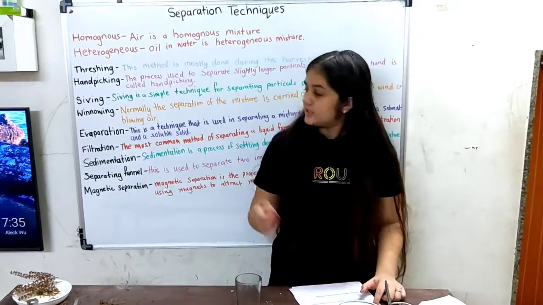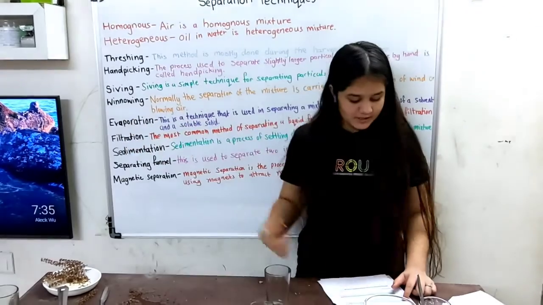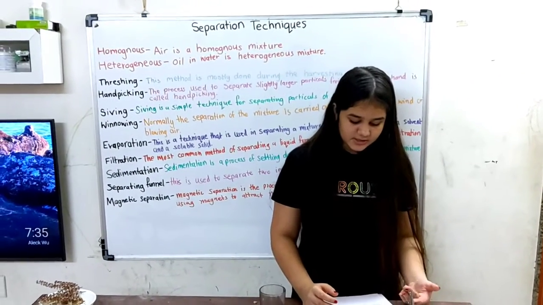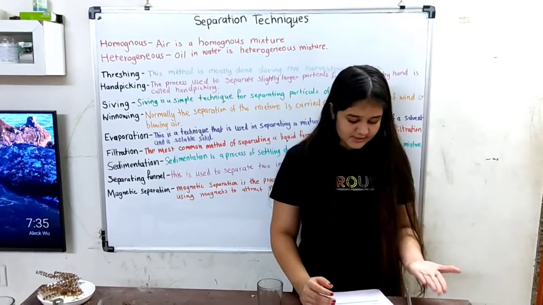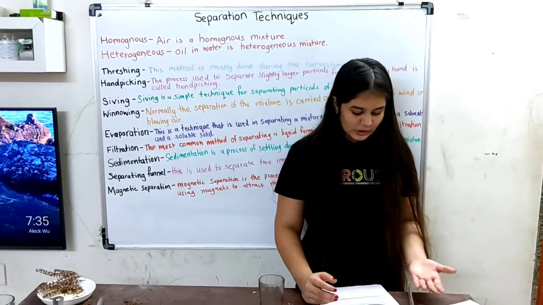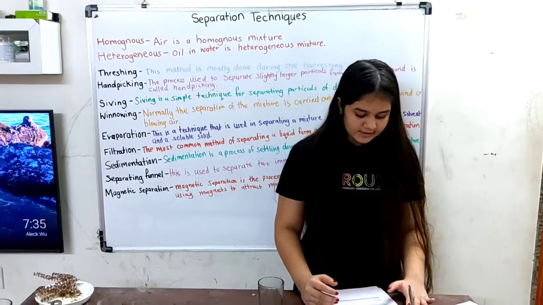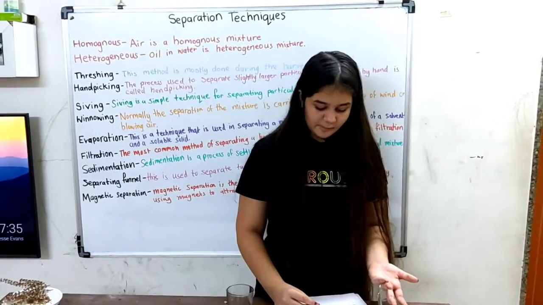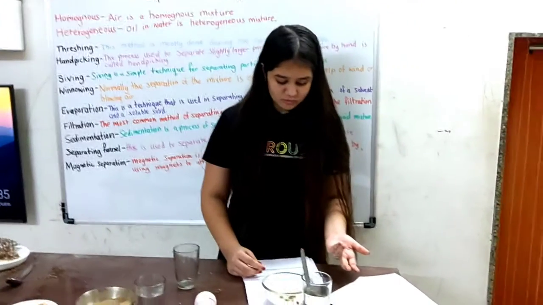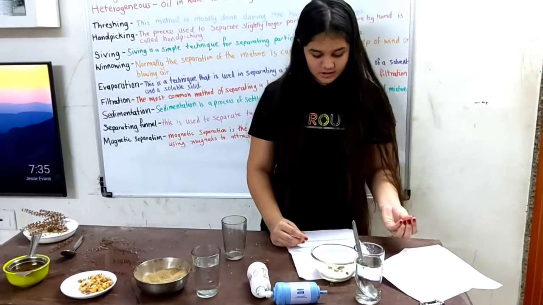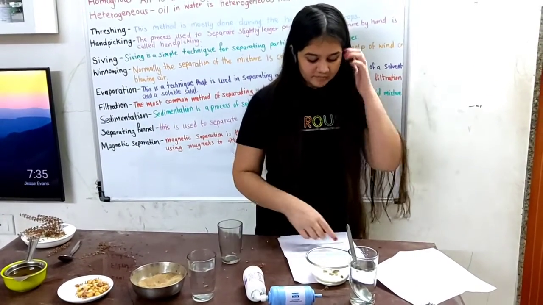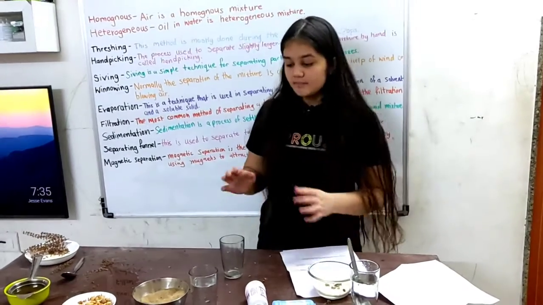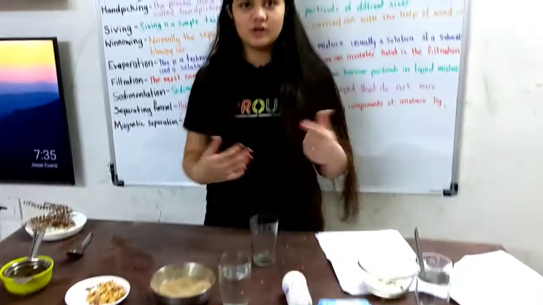Then another technique is evaporation. Evaporation is a technique used in separating a mixture, usually a solution of a solvent and an insoluble solid. In this method, the solution is heated until the solvent evaporates, turning into gas, and mostly leaves behind a solid result. For example, the preparation of salt crystals from seawater. But here I don't have seawater, so I can't show you that.